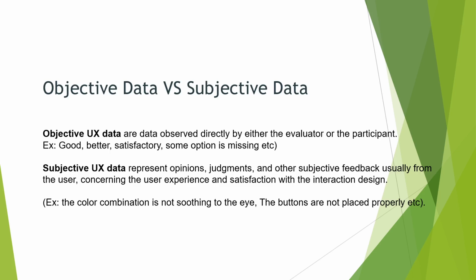When we come to the first one, it is called objective UX data. It means that we collect the data which is directly observed by the evaluator or the participant. For example, it could be good, better, or you can say some options are missing, etc. When I say subjective data, it represents the opinions and judgments, or some kind of subjective feedback from the client, the users, or the stakeholders. For example, the color combination is not suiting to the eye, the buttons are not placed properly, etc.